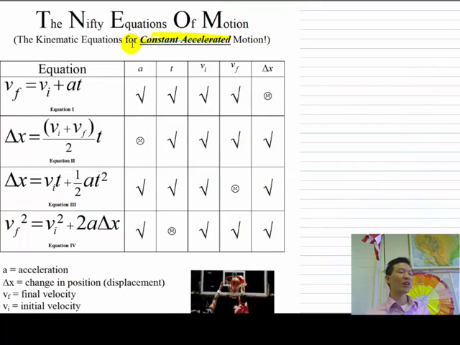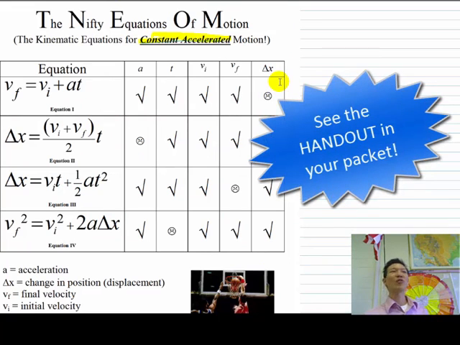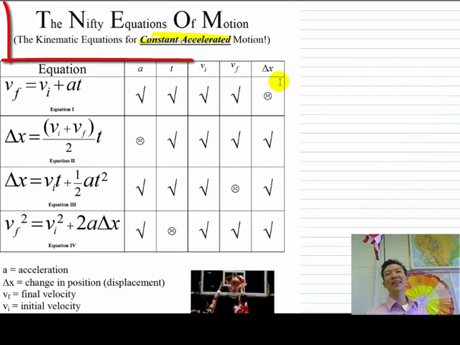These are called the kinematic equations for constantly accelerated motion. Galileo came up with these. They only work in one special case. What's that special case? When you're undergoing what? Constant acceleration, which includes free fall there. And he didn't call them this, but we call them the TNEMs, the nifty equations of motion.